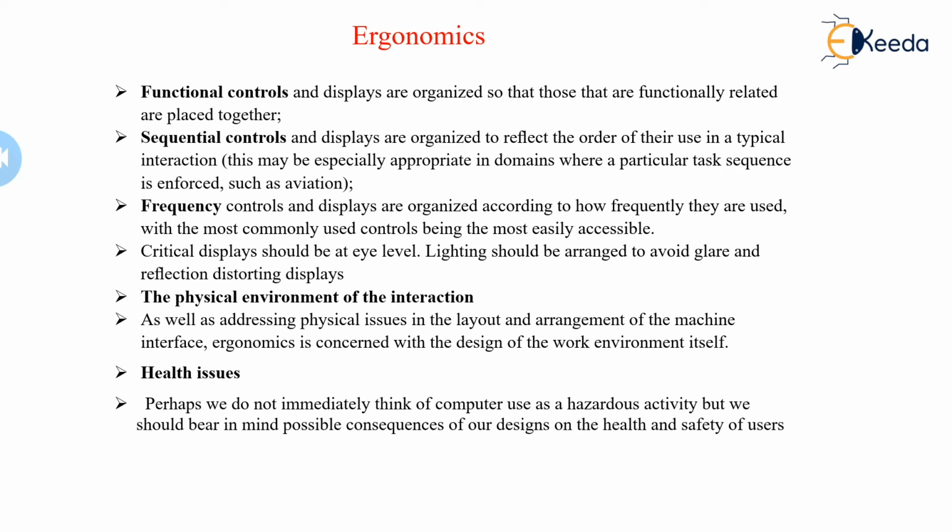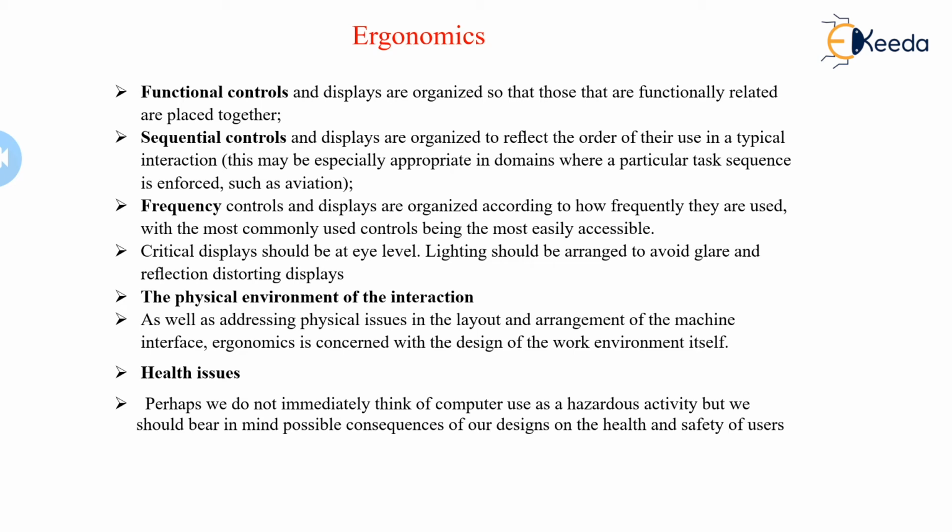Then we have frequency: frequency controls and displays are organized according to how frequently they are used. In addition, each control and display, and the entire system interface, must be arranged appropriately in relation to the user. Then there are other things, like critical displays should be at eye level. There are certain criteria you need to keep in mind about the senses, like eyes, hands, upright posture of your body, how you access with your hand, and so on. And the physical environment of the interaction: not very hot, not very cold, and so on.